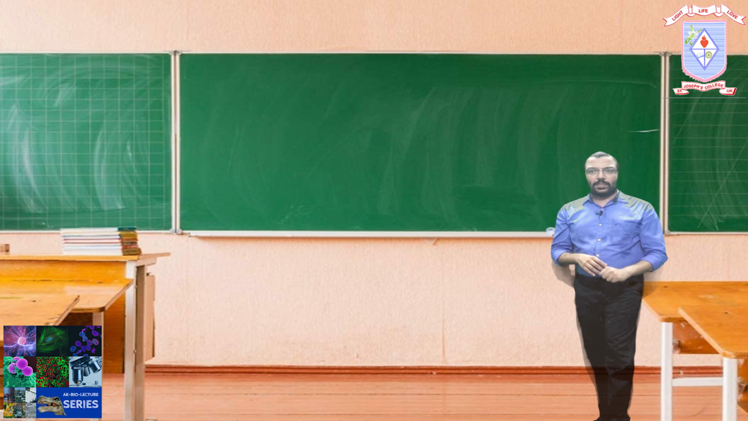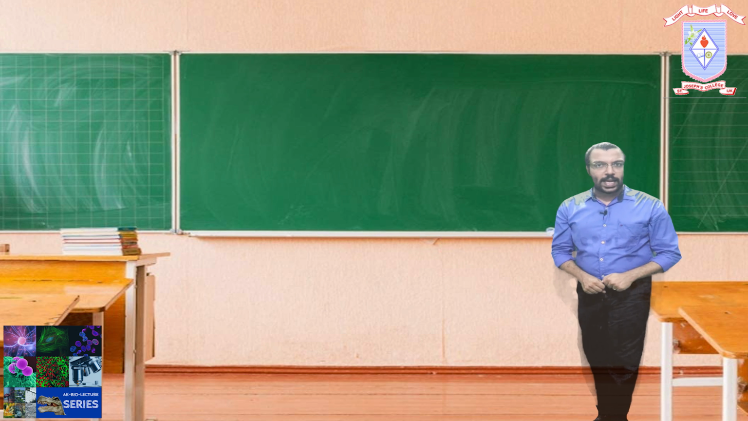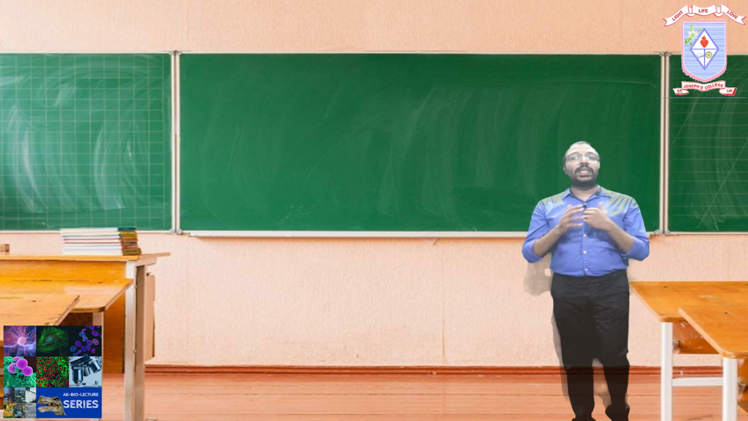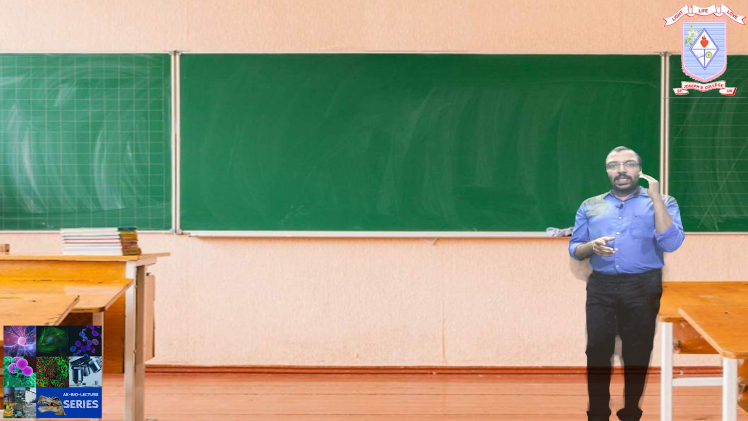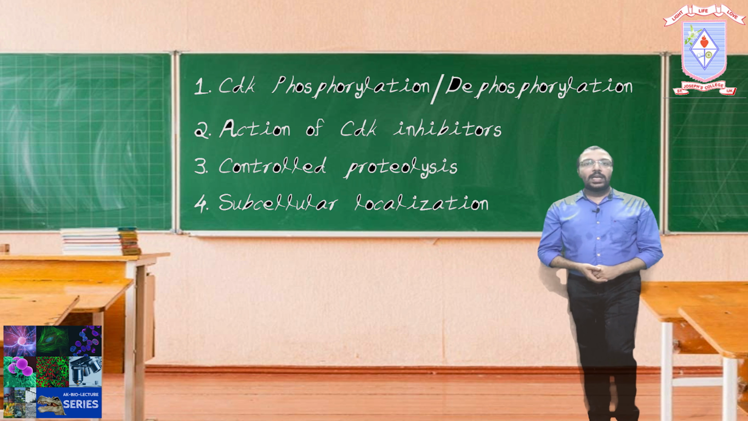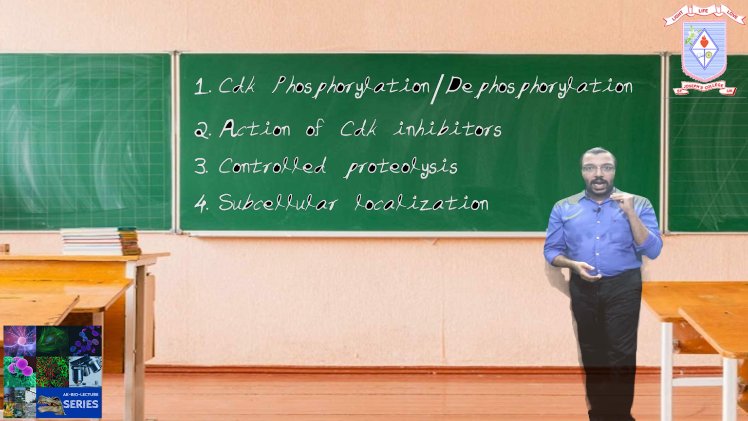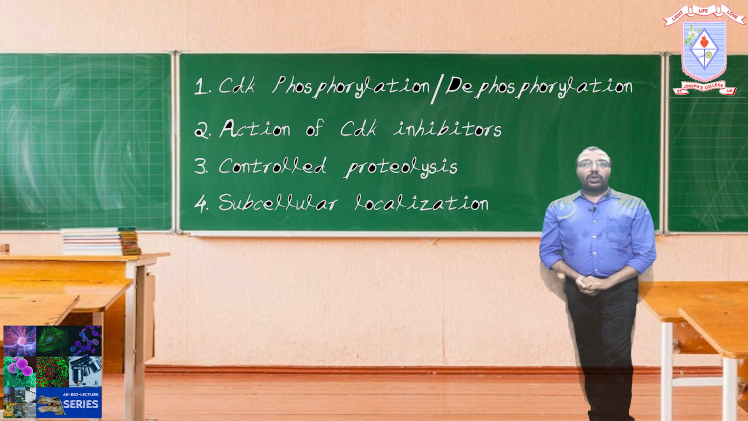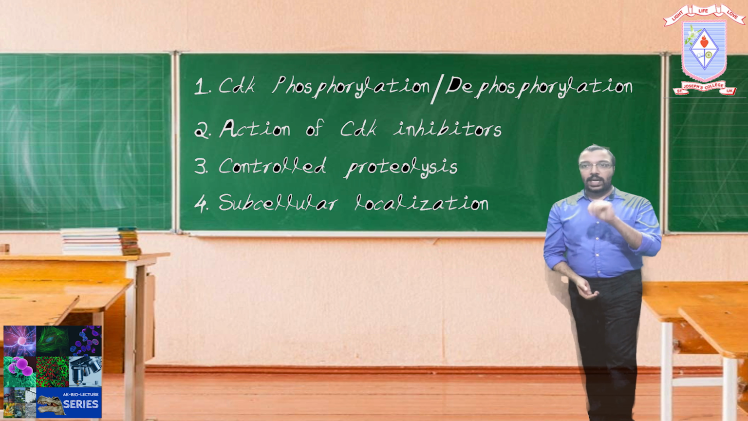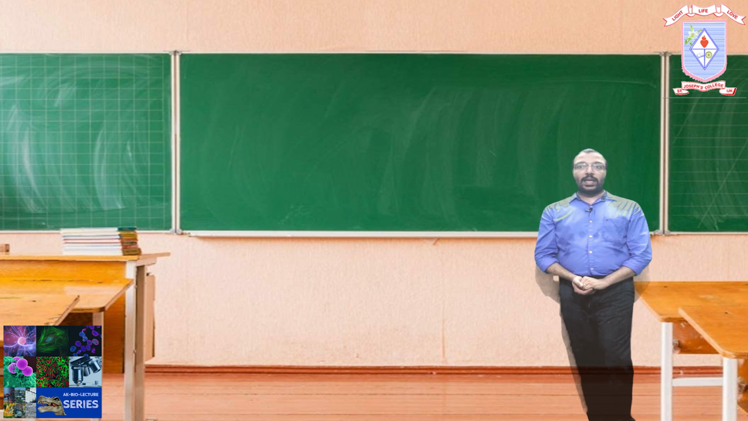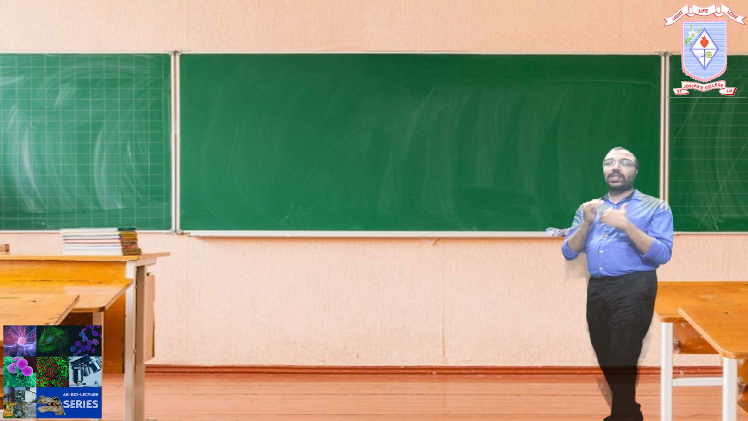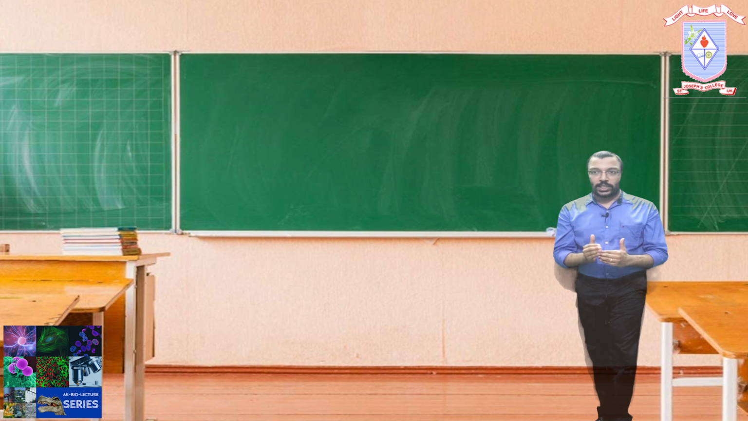There are 4 mechanisms involved in the regulation of cyclin dependent kinase activity, or CDK or CDC2 activity. Which are they? First one, CDK phosphorylation and dephosphorylation. Second one, action of CDK inhibitors. The third one, controlled proteolysis. The fourth one, subcellular localization. First, look at the mechanism by which CDK is regulated by phosphorylation or dephosphorylation.